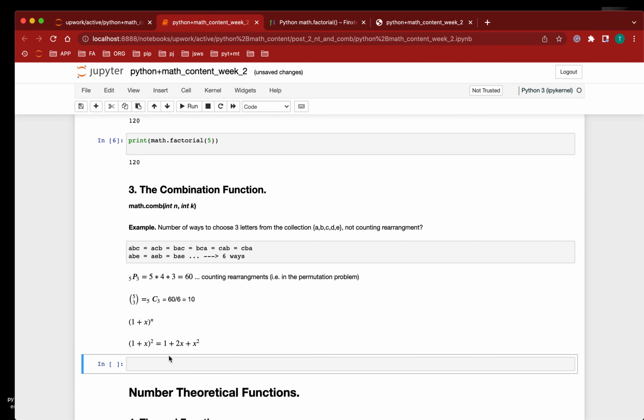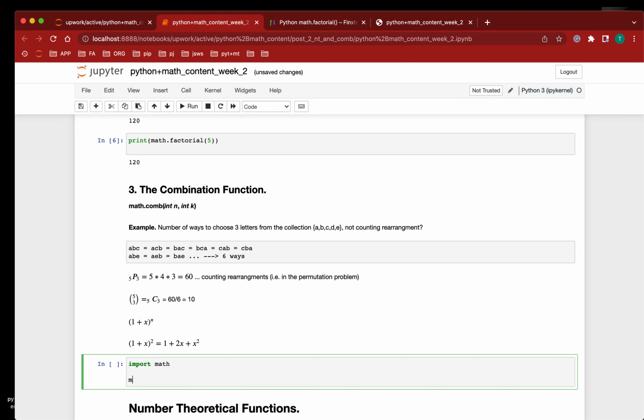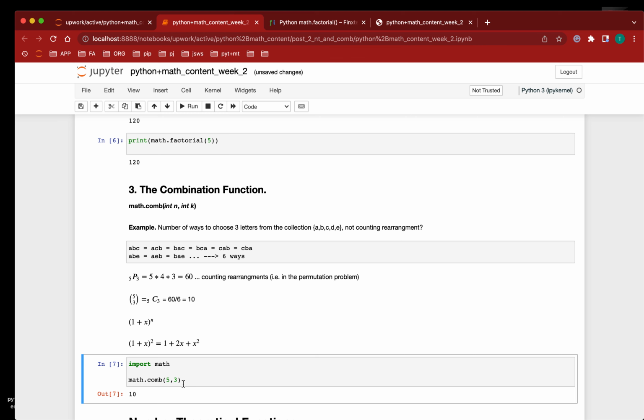There are a lot of textbooks that talk about this, so we'll not go into detail here. Let's look at how to implement this in Python. As always, let's first import the math module. And we use math.comb, and that's the syntax. To find 5C3, it's just math.comb(5, 3). If you run it, you get back 10.